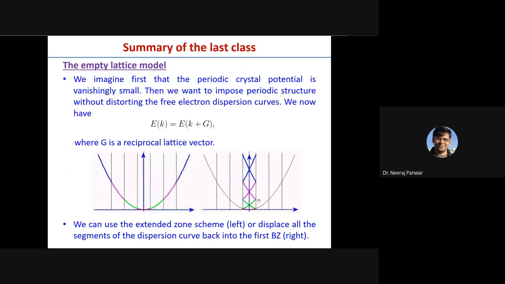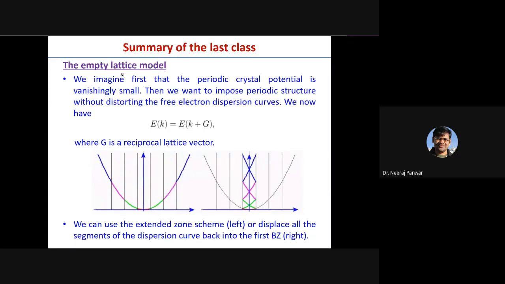So we also discussed the empty lattice model. By empty lattice model, we mean that there is no underlying lattice. It is only the free electrons. So that's why the name empty lattice model. There is no lattice, or the electron is moving freely. So when it is moving freely, it will have a continuous parabola shape of the E-k diagram, that is also known as the dispersion relation or dispersion curve.